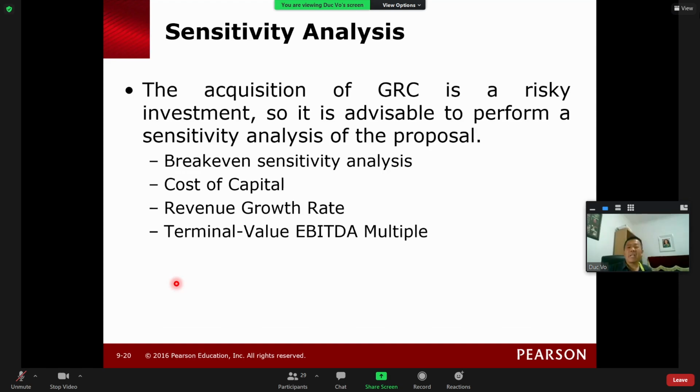You can use break-even sensitivity analysis, or you can use a different cost of capital, or assume a different revenue growth rate, 5% or 10% or 1%. You can use a different EBITDA multiple when you estimate the terminal value. It means they represent the key inputs for you to consider when you do the sensitivity analysis. It is your responsibility as the practitioner. You can pick anything you want. And again, because you use Excel, this exercise will not take you a lot of time.